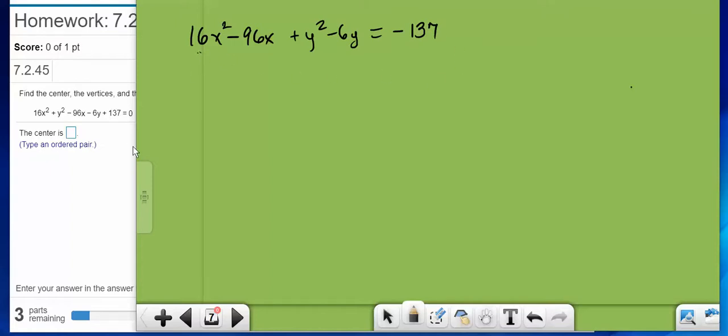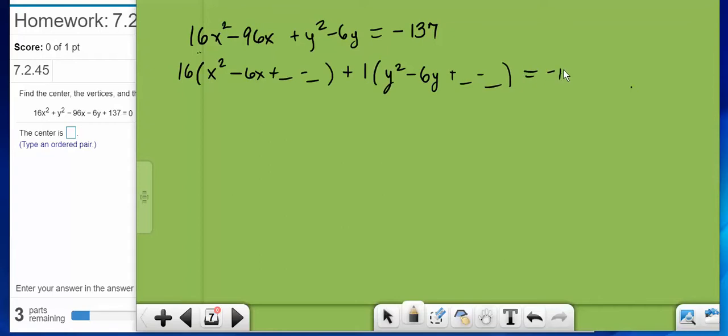Factor out the square coefficient, so 16. So we get x squared minus 6x plus blank minus blank. Factor out the 1. We get y squared minus 6y plus blank. So this one, since it's 1, we could just add it to both sides. But just to be consistent here, because when it generates for you, you might get something with a different number there. So whatever that number is, you factor it out and divide both these by that number.